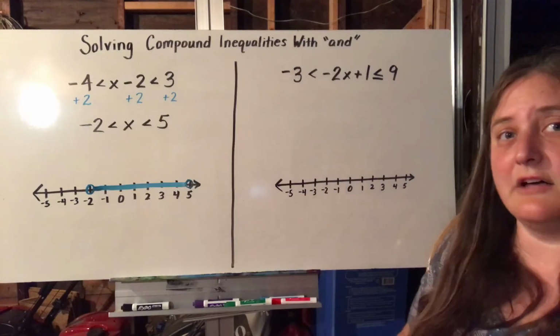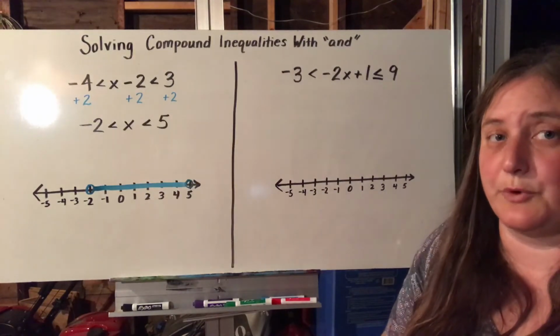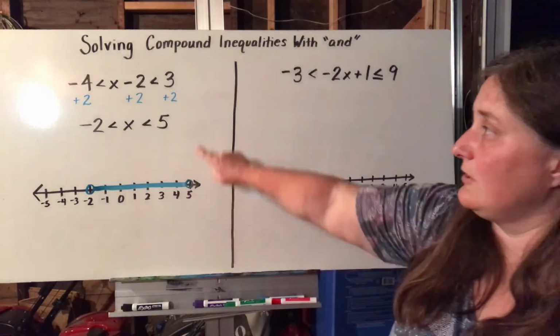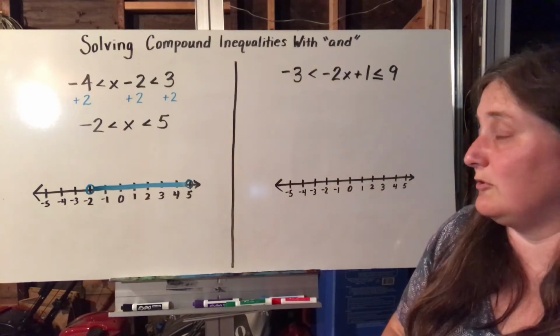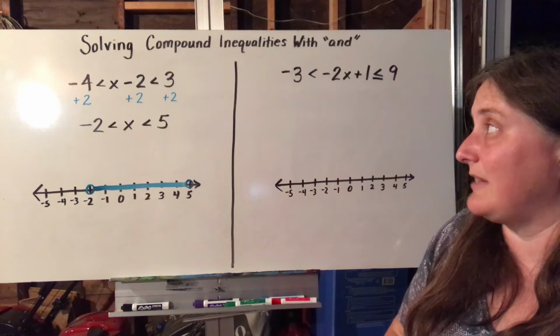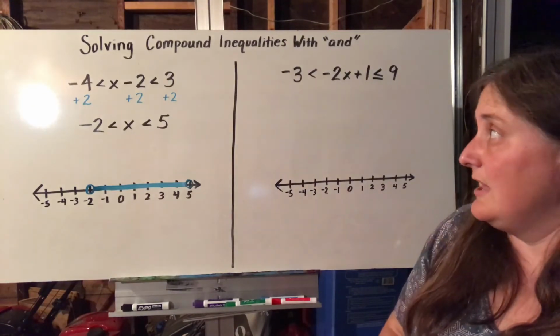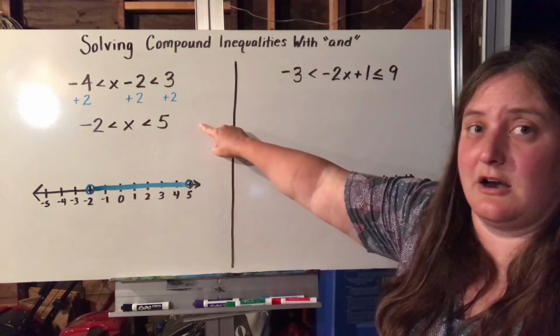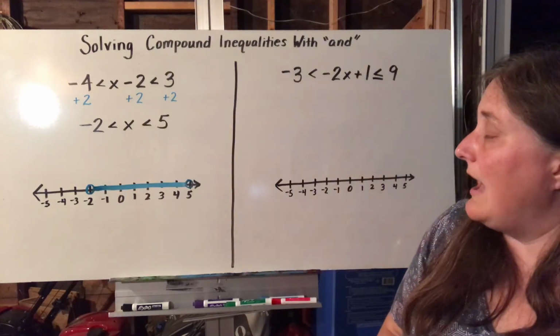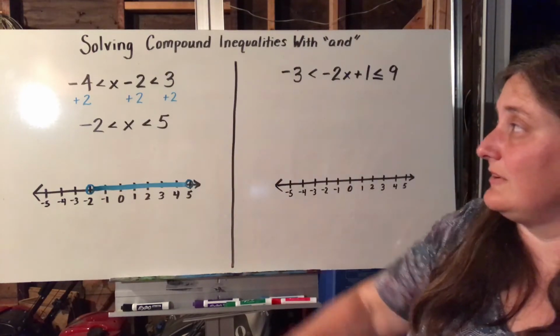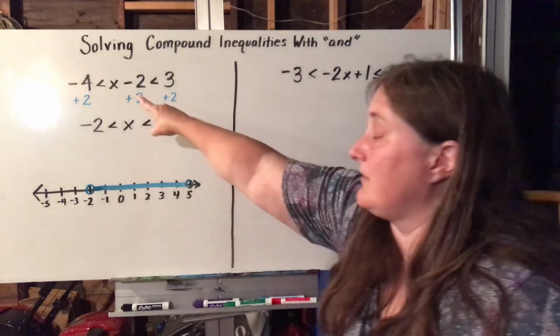So let's talk about solving compound inequalities with the word and. So we may see an inequality like this where it's telling us that x minus 2 is greater than -4 and at the same time less than 3. This is basically a way of writing our compound inequality when we're using the word and. So in order to solve this one, I have to isolate my variable, get x by itself.